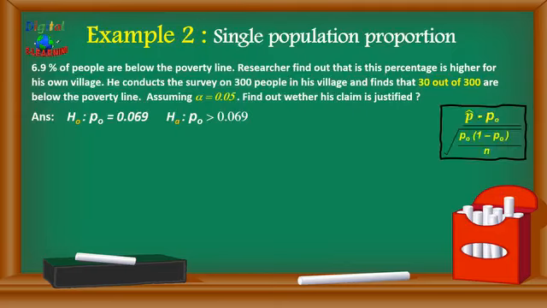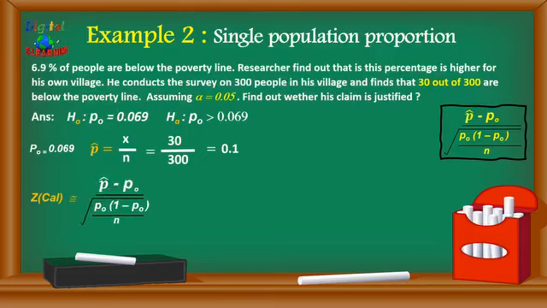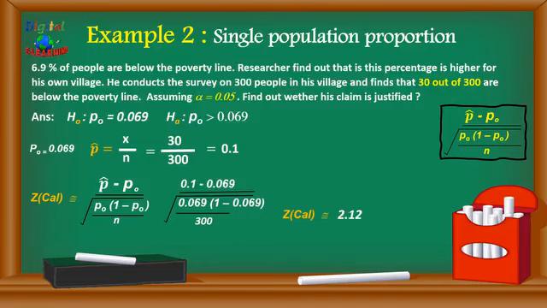So we'll use this formula for calculating Z calculated, that is P hat minus P naught divided by under root of P naught into 1 minus P naught divided by N, where P naught is equal to 0.069, and P hat is X divided by N. So X is 30, the result that he got out of 300 samples in his village, and P hat is coming as 0.1. Now we'll put these values of P hat and P naught in the Z calculated formula. We get Z calculated as 2.12.